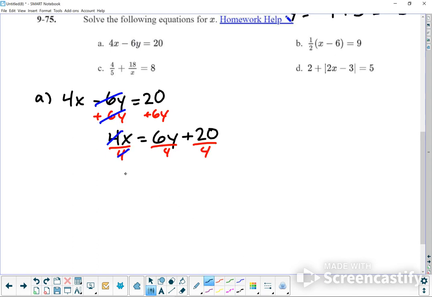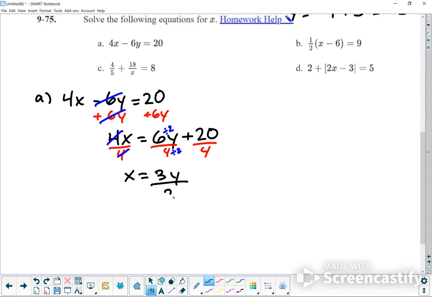So I will have x equals 6 divided by 4. You can't really do that, so I'm going to reduce it a little bit. Divide both of these by 2, and 6 divided by 2 is going to give me 3y.